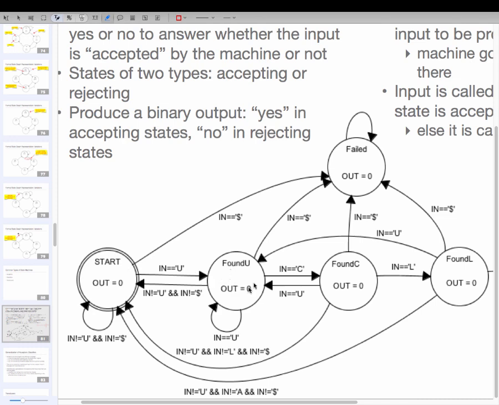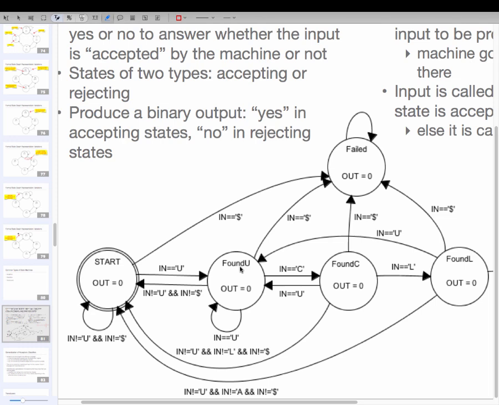Now let's think about what happens in found U. If I get a C, well, I have now U and C. So now I say I have found a C also. So I have met two characters of the substring. So that's one possibility. Another possibility is that I'm in the state found U, and I get another U. If that's the case, I should stay put here because it could be that I'm getting UCLA. Okay, so I stay put there. So that's why you see this loop back which says n equal U.